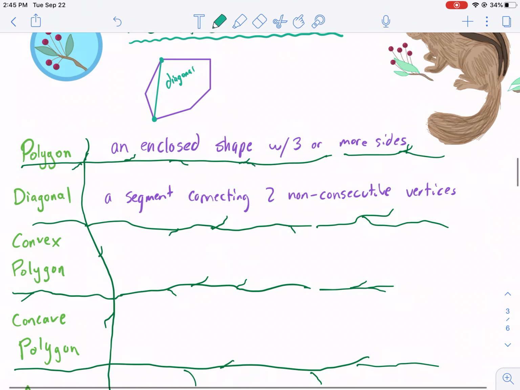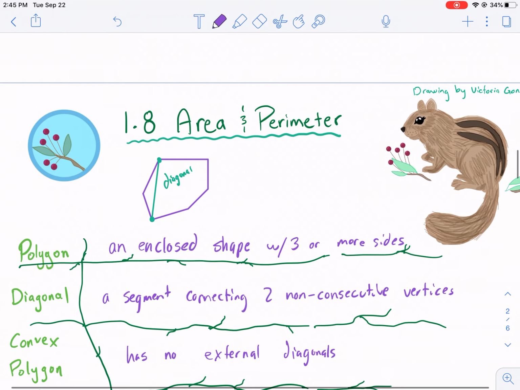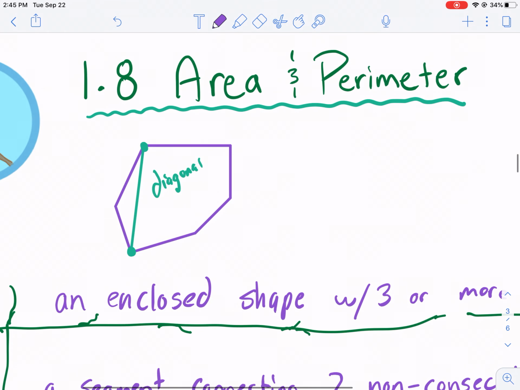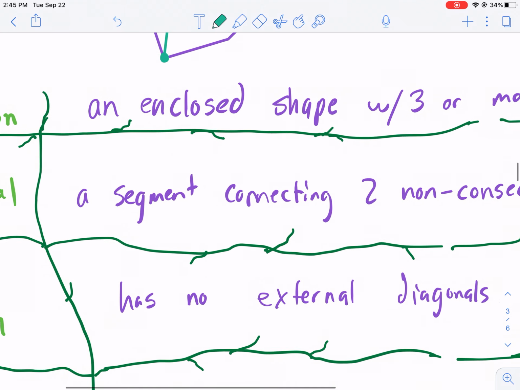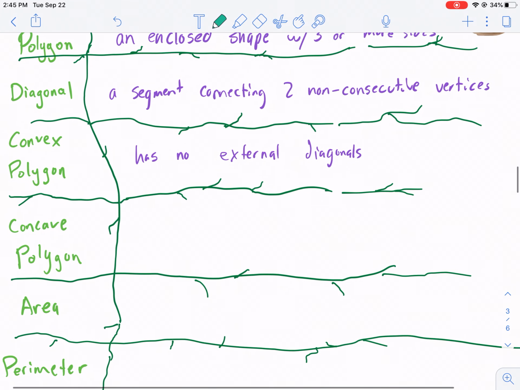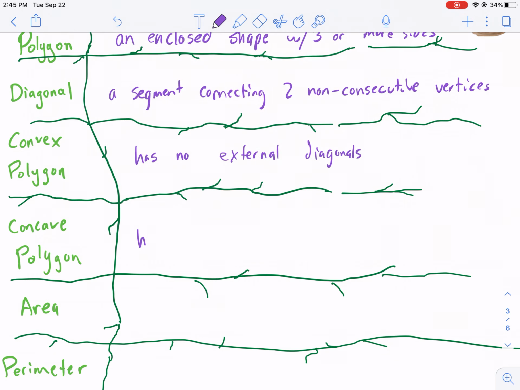Okay. A convex polygon has no external diagonals. They're all internal. So no non-consecutive vertices would be able to connect on the outside. If I'm looking here, it looks like I can keep all of them on the inside. All the diagonals are on the inside. Okay, what about a concave? It has one or more external diagonals.